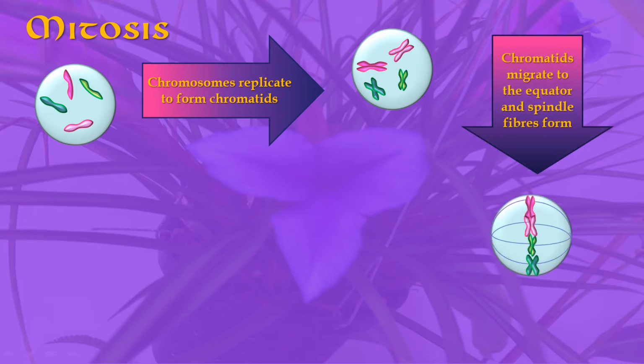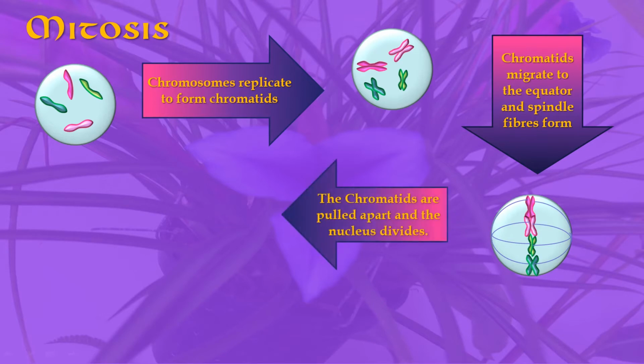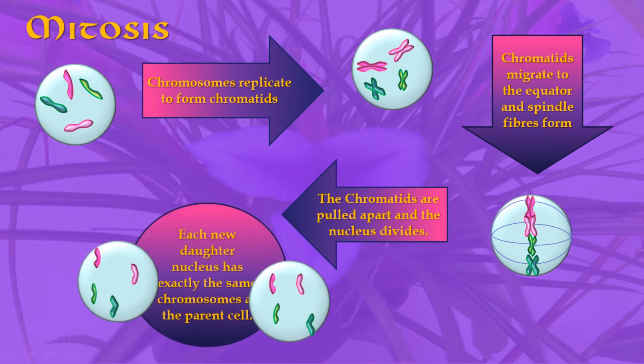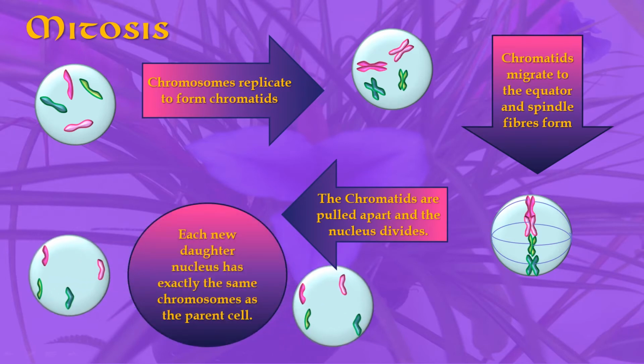The chromatids will migrate to the equator of the cell, the middle of the cell, and spindle fibers will form and attach to the chromatids. These spindle fibers are like small wires that attach to the chromatids, and they pull them apart, and the cell divides, and that way you have a complete set of genetic information in each daughter nucleus. And then the daughter nuclei divide into separate cells, and the daughter cells are exact copies of the parent cell. They have exactly the same genetic information.